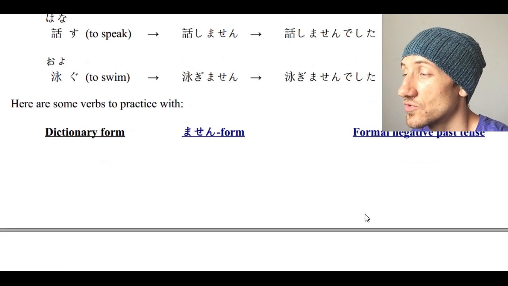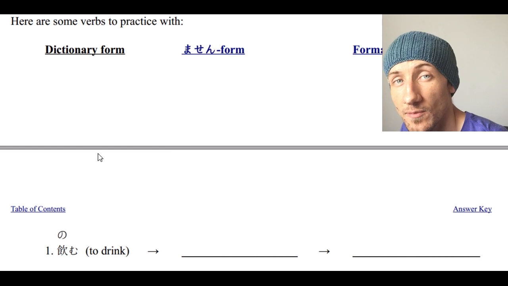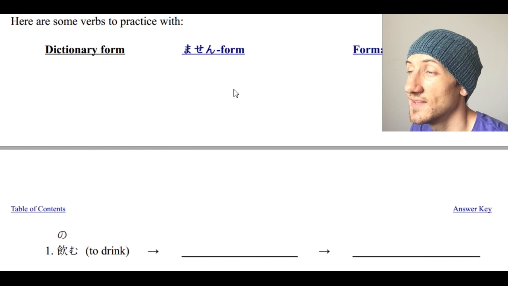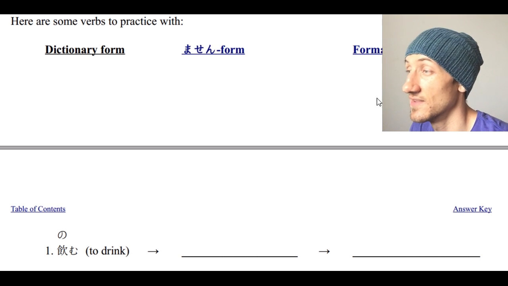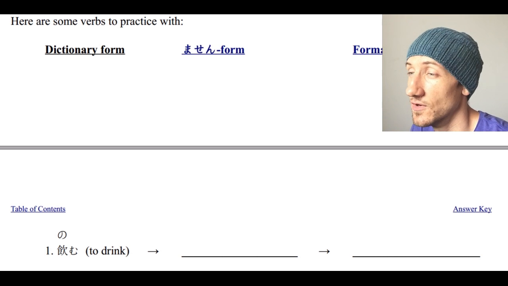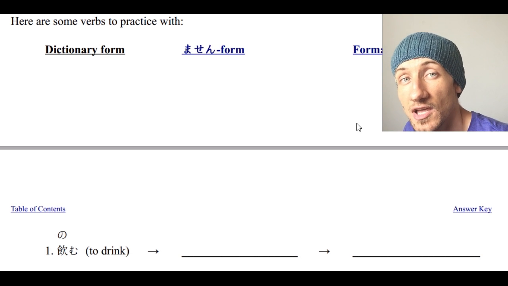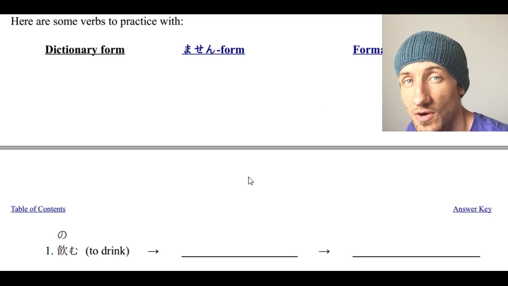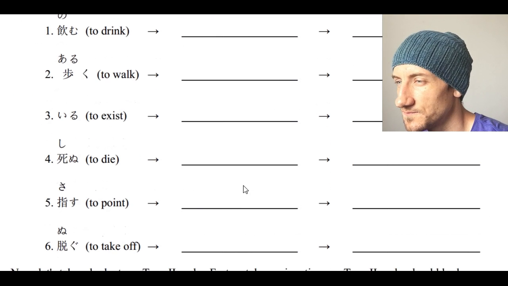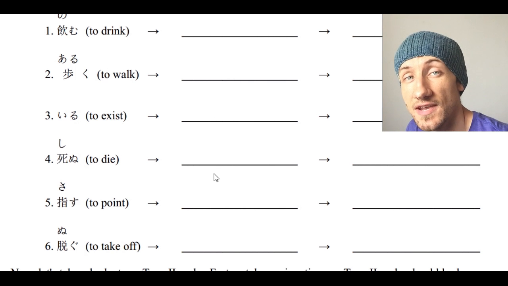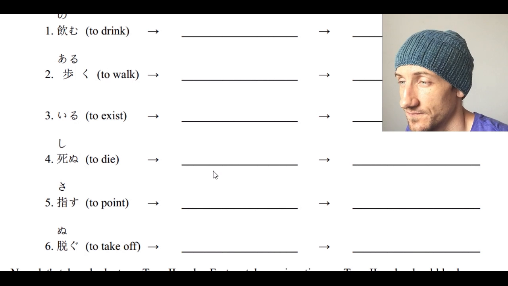And now we're going to try some on our own. So we have some practice problems. On the left, we have the dictionary form of our verb. In the second column, I want you guys to write the masen form of the verb. And in the final column, the masen deshita, the formal negative past tense form of the verb. Remember, you can go to my homepage, learnjapanesefromsomeguy.com, and download this PDF that has the practice problems so you have something to write on. I think we have 6 problems. So pause the video, answer these, and remember to write your answers using hiragana, katakana, and kanji.